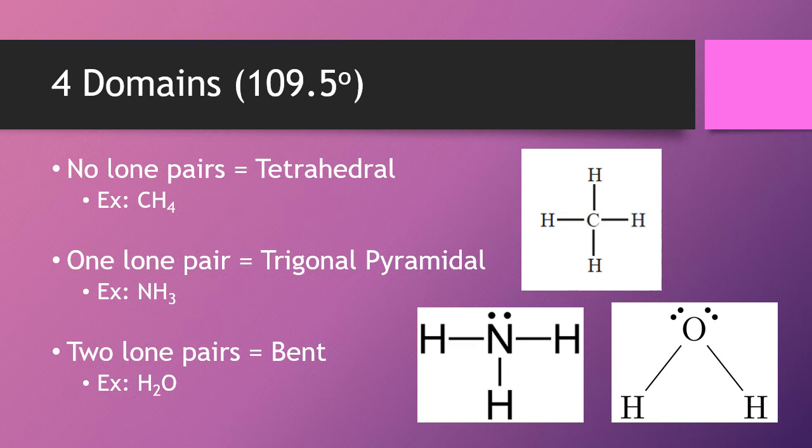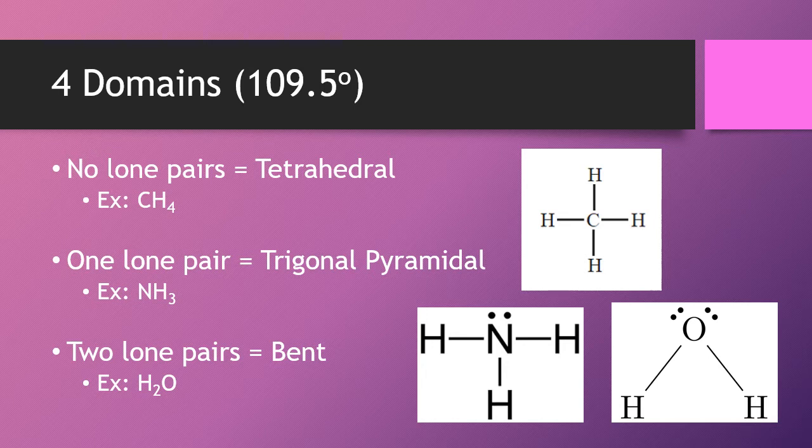For 4 domains, the ideal bond angle is 109.5 degrees, which is one of the most unusual bond angles we're going to see for the molecules we look at today. For 4 domains, there are 3 possible molecular geometries, which again depend on how many lone pairs are present for the molecule. If none of the domains consists of a lone pair, aka they are all bonding, then the name of the molecular geometry is tetrahedral. An example of a molecule that takes this shape is methane, CH4, whose Lewis structure is shown at the top right.